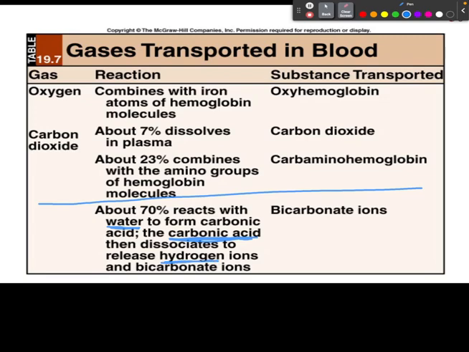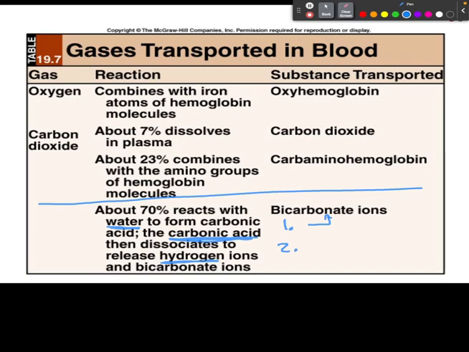which will do two things. Number one, that acid is now going to become a bicarbonate. So now the CO2 is no longer CO2, it becomes bicarbonate, which will travel in the blood. And once it gets to the alveoli, it'll turn back into CO2, and then you can exhale it out of the body.